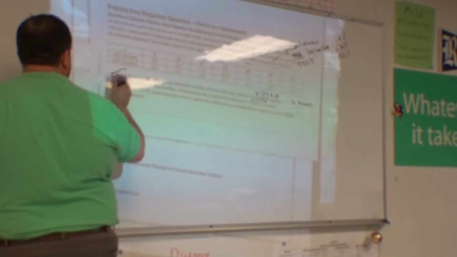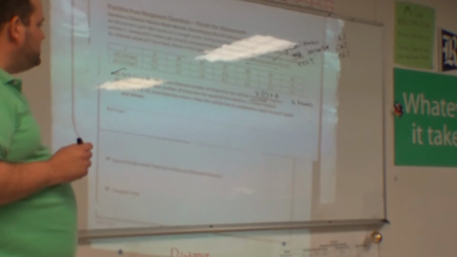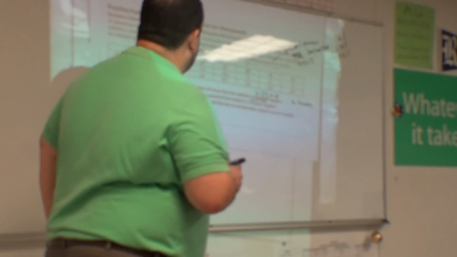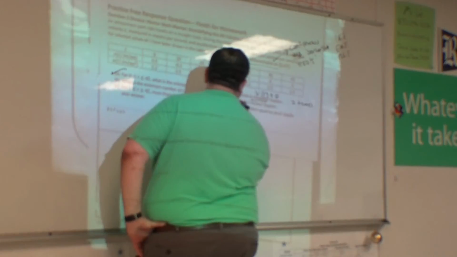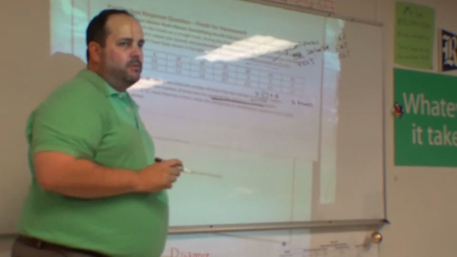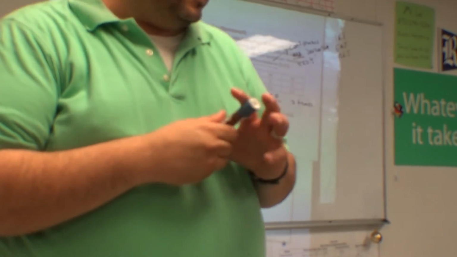All right, B. Minimum number of times that the speed of the vehicle is equal to 1. I need the speed to be equal to 1. Have a conversation with somebody near you. What are you going to do?